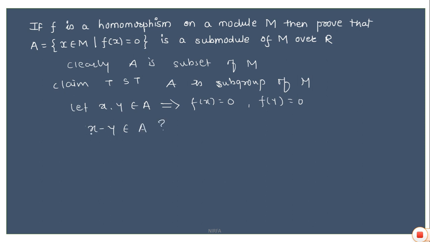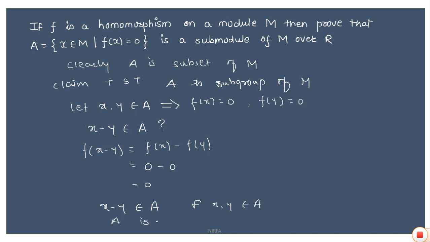So to confirm that x minus y will be a member of A, just put this x minus y inside the function and check whether its value is 0 or not. But f is a homomorphism, therefore using the definition of homomorphism we can write this, and already we know that f of x is 0, 0 minus 0 is 0, therefore x minus y belongs to A for all x and y belonging to A, and therefore A is a subgroup of M.